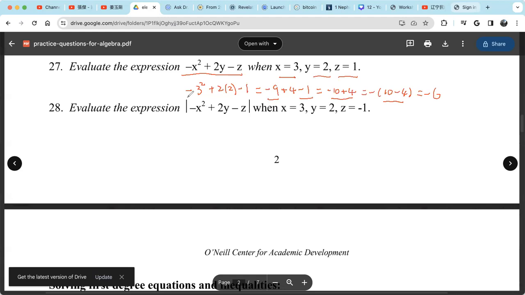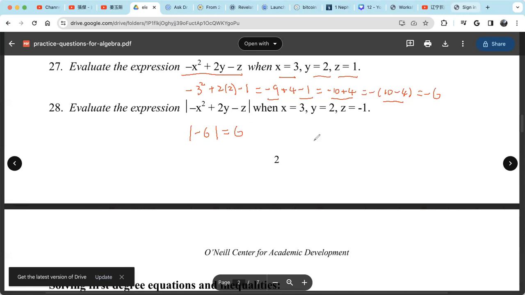Well, let's see this one. This one has an absolute value sign. Right? So we're going to do the same. Oh, this is exactly the same as above, 27. We just have to do absolute value of negative 6, which is positive 6.